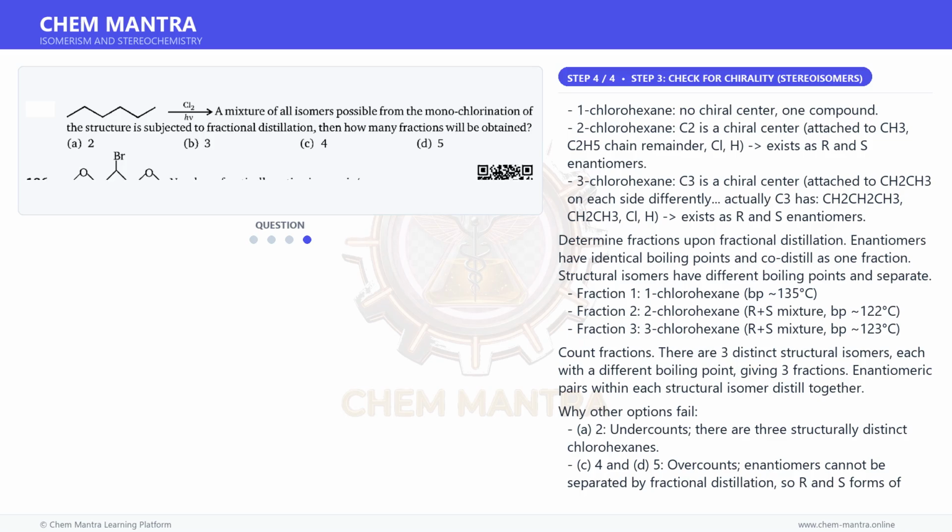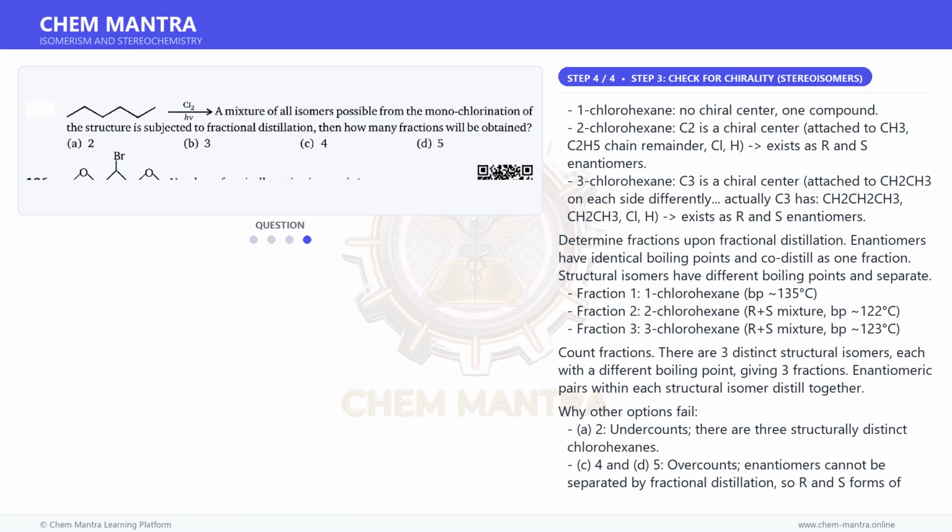2-chlorohexane: C2 is a chiral center, attached to CH3, C2H5 chain remainder, Cl, and H, and exists as R and S enantiomers. 3-chlorohexane: C3 is a chiral center, attached to CH2CH2CH3, CH2CH3, Cl, and H, and exists as R and S enantiomers.